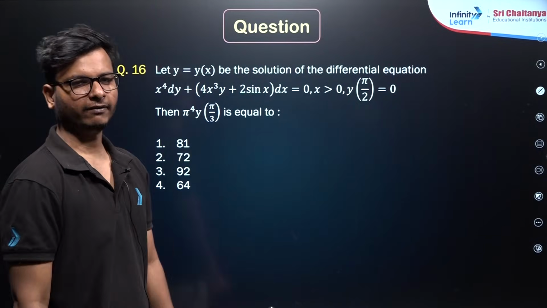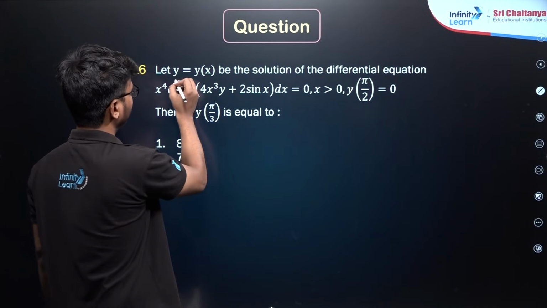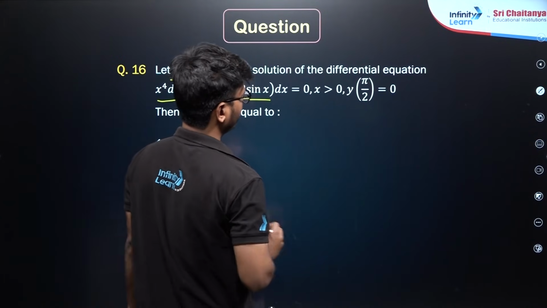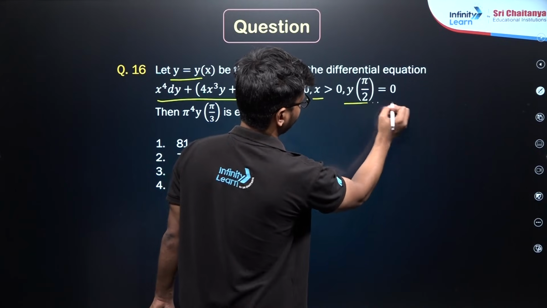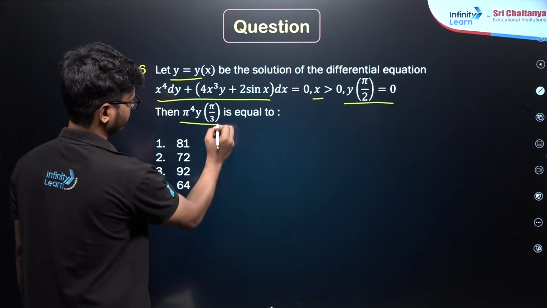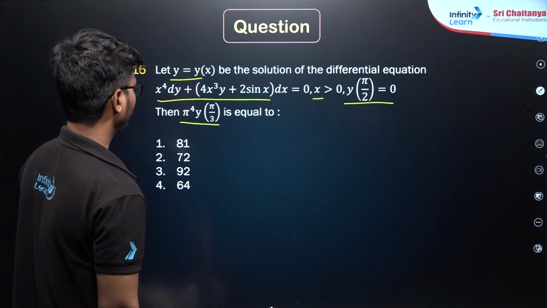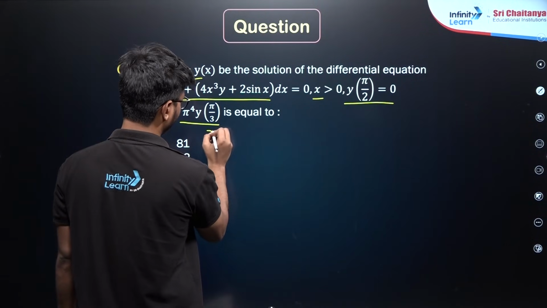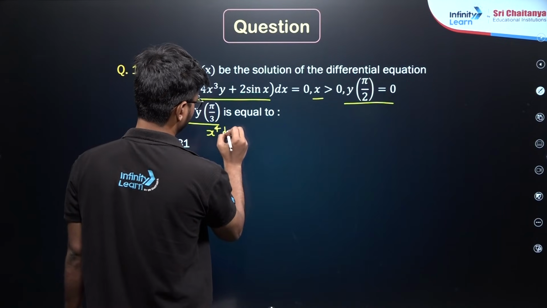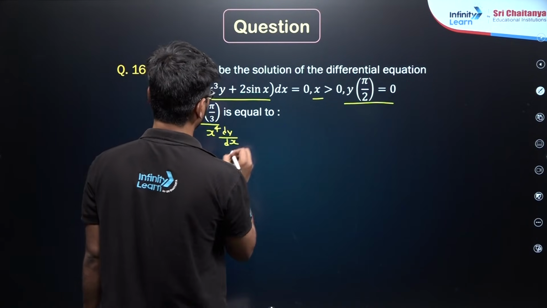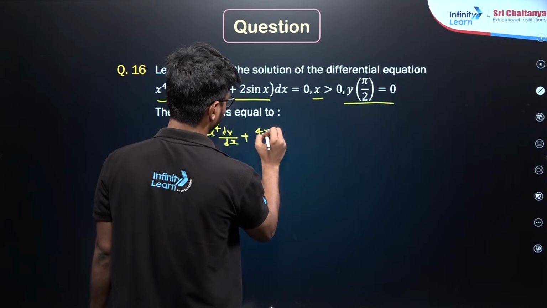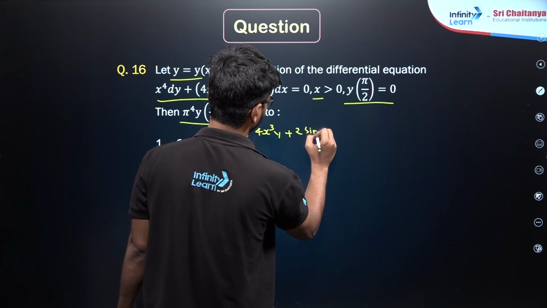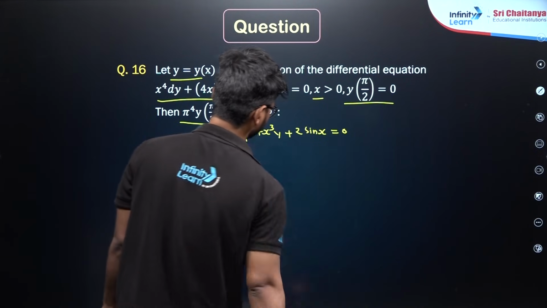Okay. So we have a question: let y equals y of x be the solution of the differential equation. We are given the differential equation, x is greater than 0, y of pi by 2 is equals to 0, then we have to find the value of this term. So first of all, let's divide the entire equation by dx. So I am going to get x to the power 4 dy by dx plus 4x cube y plus 2 times sin x equals to 0.